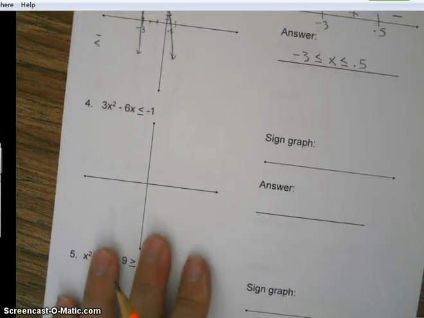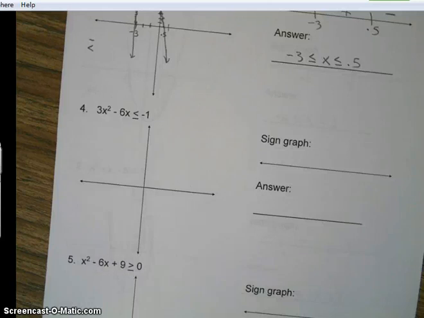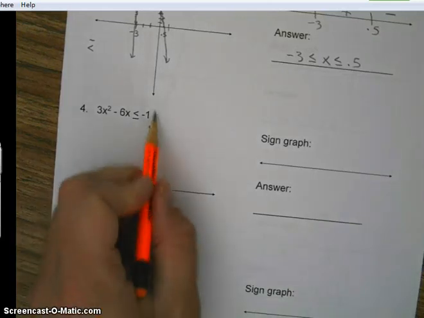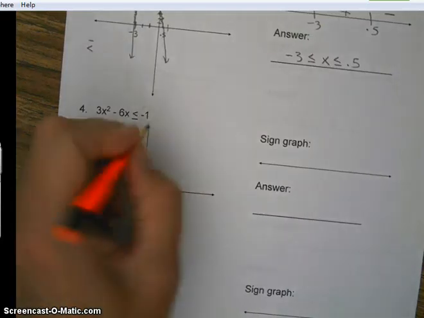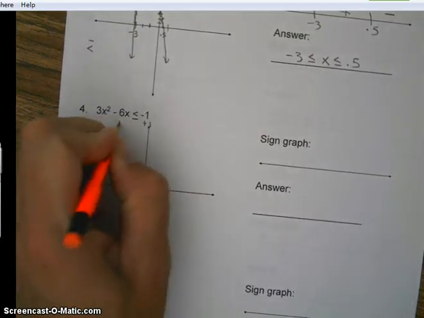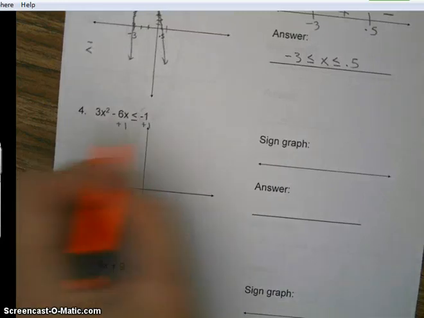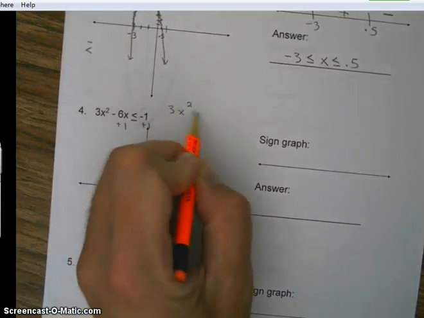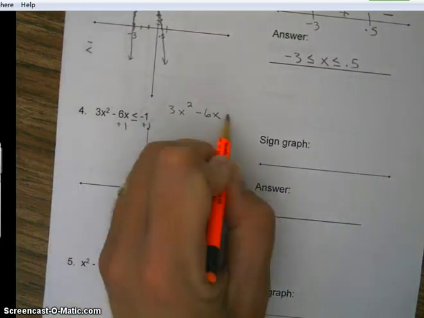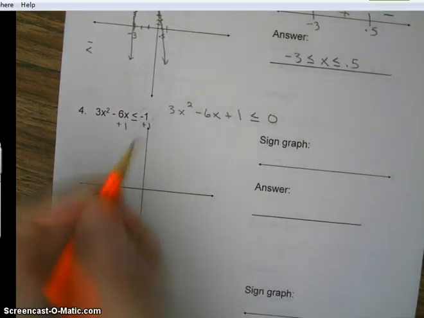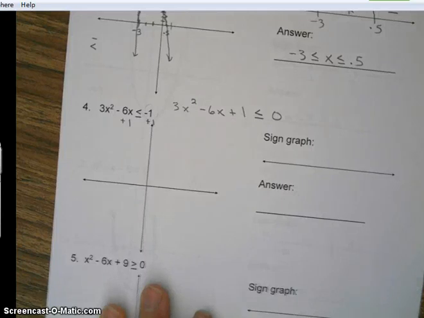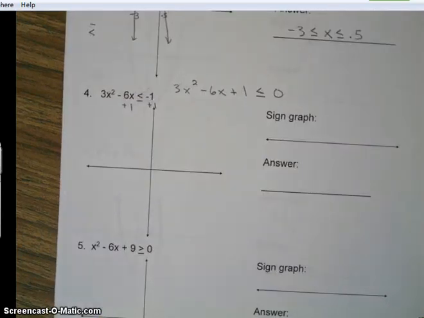Okay, let's take a look at number 4. We got an issue here. We need to make this 0. So we're going to add 1 on both sides. So we're going to have 3x squared minus 6x plus 1 is less than or equal to 0. I'm going to pause the video so I can get this graphed and get this done.